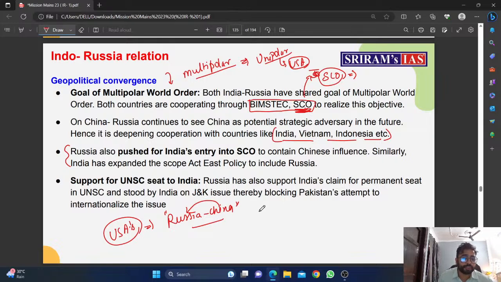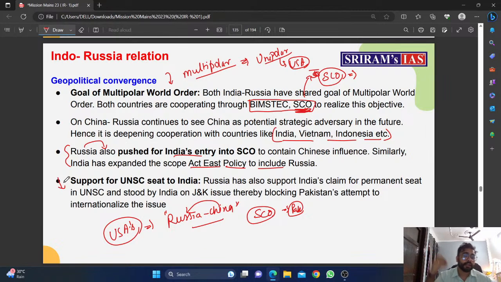When China was pushing the entry of Pakistan in SCO, Russia pushed the entry of India in SCO so that India can expand its Act East policy to include Russia. So this is what we can say, that Russia is an all-weather friend of India. Then Russia has always supported India on various issues in the United Nations Security Council.